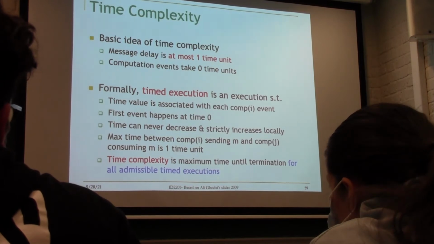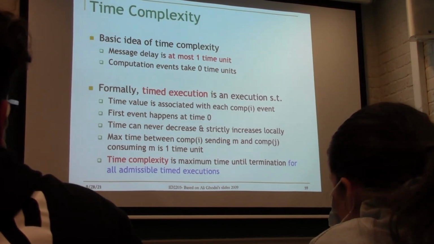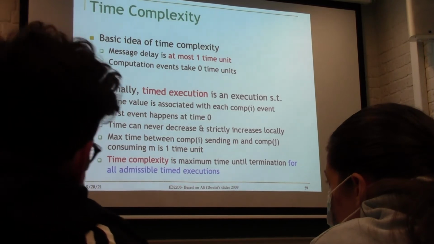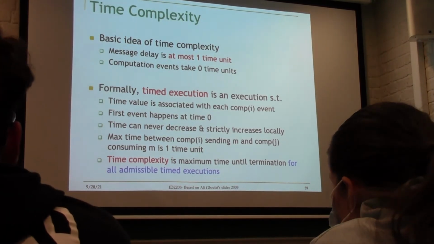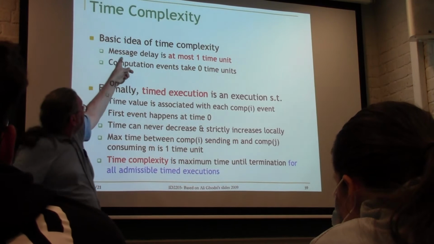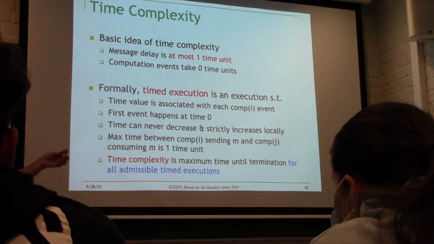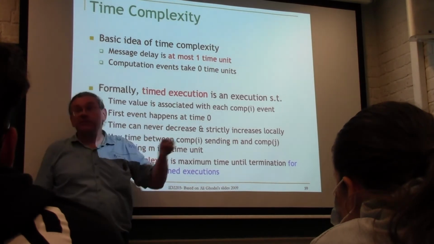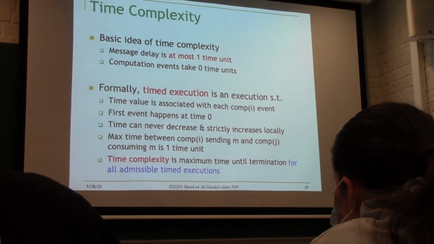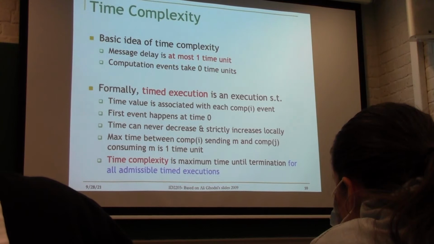Okay, so I'm going to show you an example of this. This is actually a little bit paradoxical. You might think this is a very weird definition. Why is the message delay at most 1? Why isn't it just 1? Here I'm saying message delay is 0 or 1, and I'm doing the worst case.